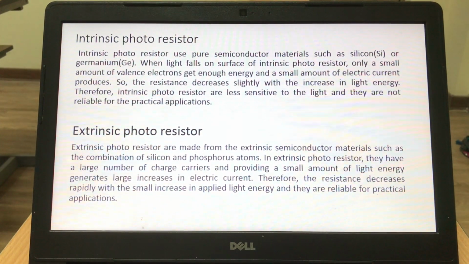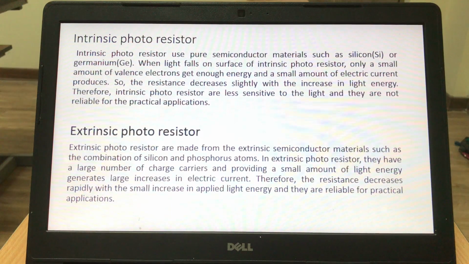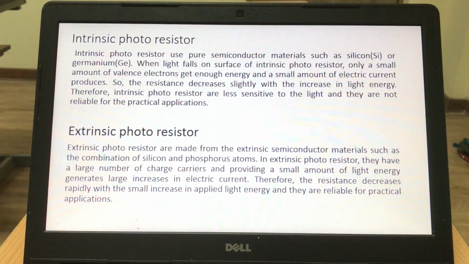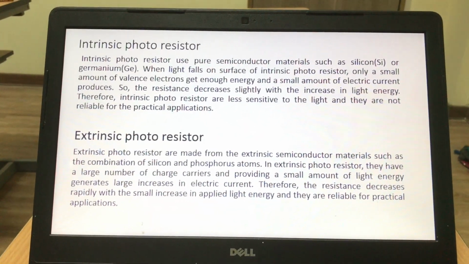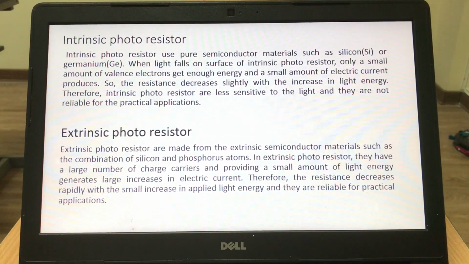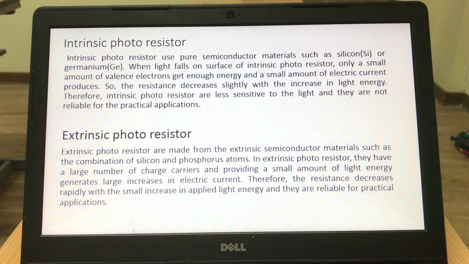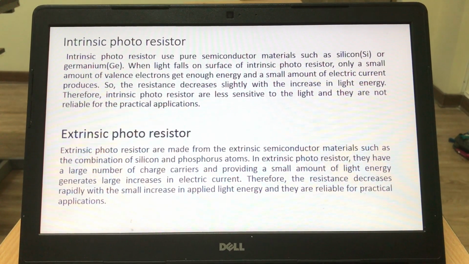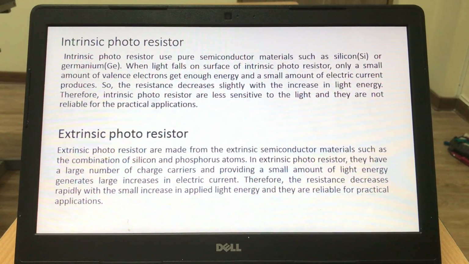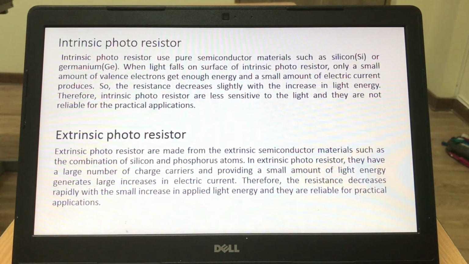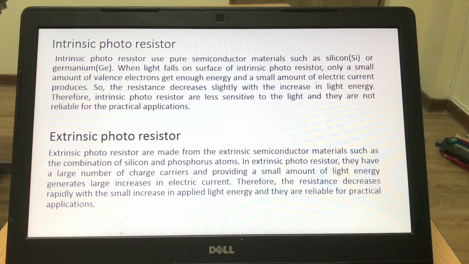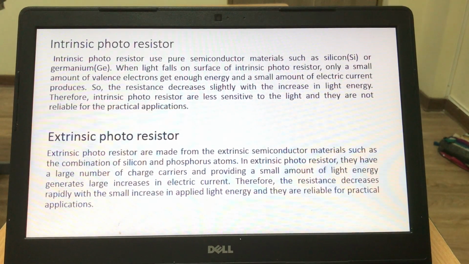Intrinsic photoresistors use pure semiconductor materials such as silicon or germanium. When light falls on the surface of an intrinsic photoresistor, only a small amount of valence electrons get enough energy and a small amount of electric current is produced. So the resistance decreases slightly with the increase in light energy. Therefore, intrinsic photoresistors are less sensitive to light and they are not reliable for practical applications.